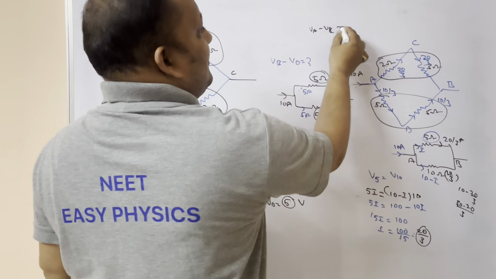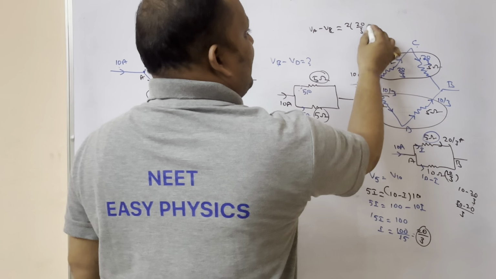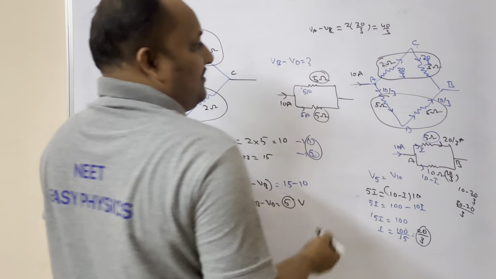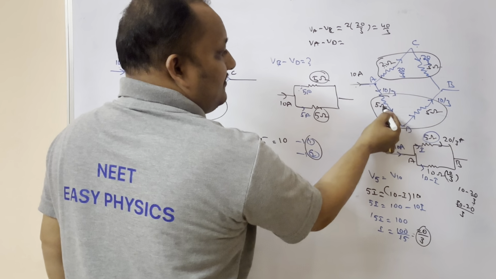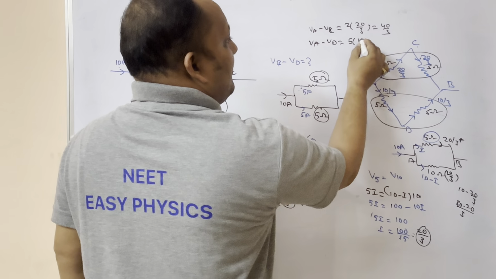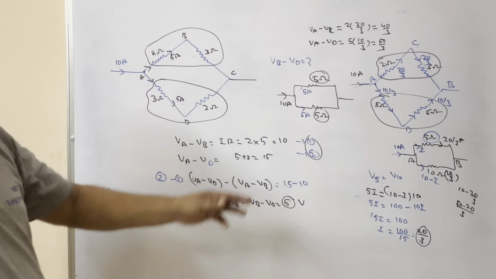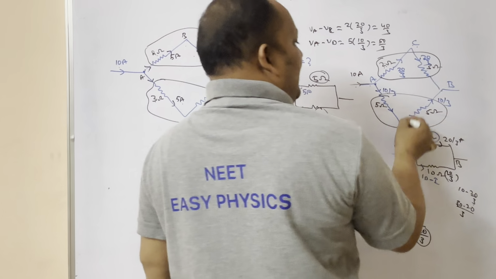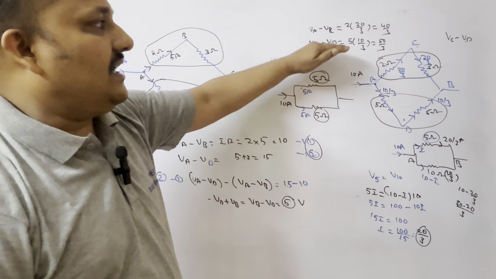VA minus VC, 2 into 20 by 3. That is going to be 40 by 3. VA minus VD, 5 into 10 by 3, that is going to be 50 by 3. So, if you want VC minus VD, you can subtract.